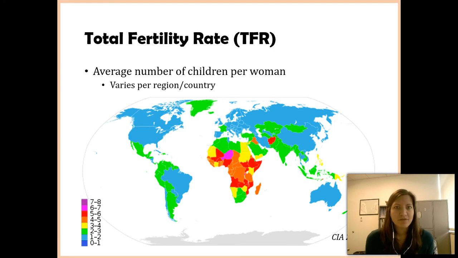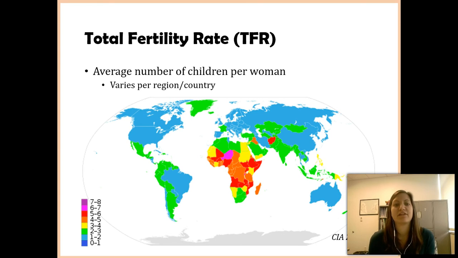Now, as I mentioned before, this can be different around the world, and that's what this image is showing us. So in countries that have low TFRs, so say 1 to 2 children, most of them are developed countries. So we've got the United States, Canada, most of Europe, even China. We'll talk about China in a little bit. Australia.